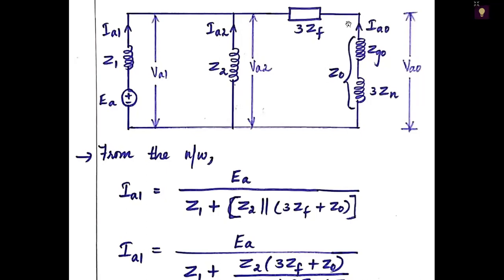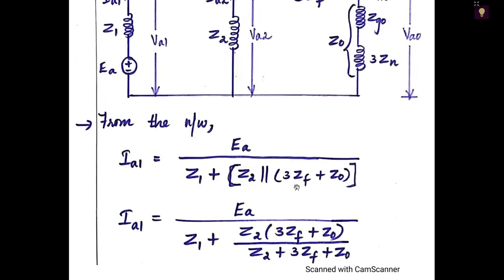So now this Z2 will be in parallel with 3ZF plus Z0. The whole parallel combination will be in series with Z1. Understood? So when you find the equivalent impedance after removing this EA, you will have Z1 in series with the parallel combination of Z2 with 3ZF plus Z0. So we have written the effective impedance as Z1 plus Z2 in parallel with 3ZF plus Z0.